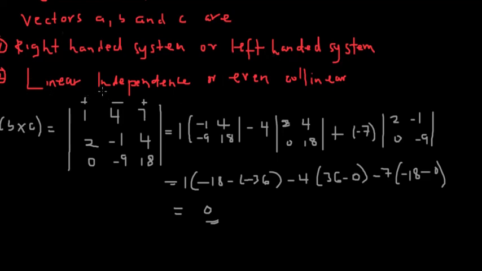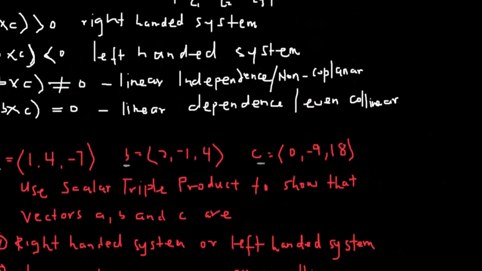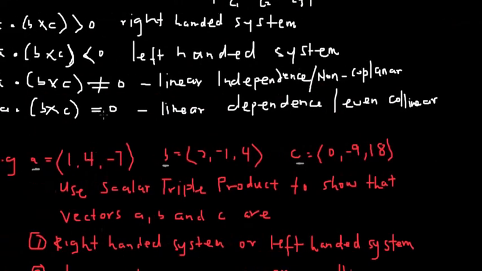And then let's move on to linear independence or even collinear. From here you can notice that our final answer is 0, so it means that our scalar triple product is even collinear, because our principle states that when the scalar triple product is equal to 0, it means that it's linear dependence or even collinear.